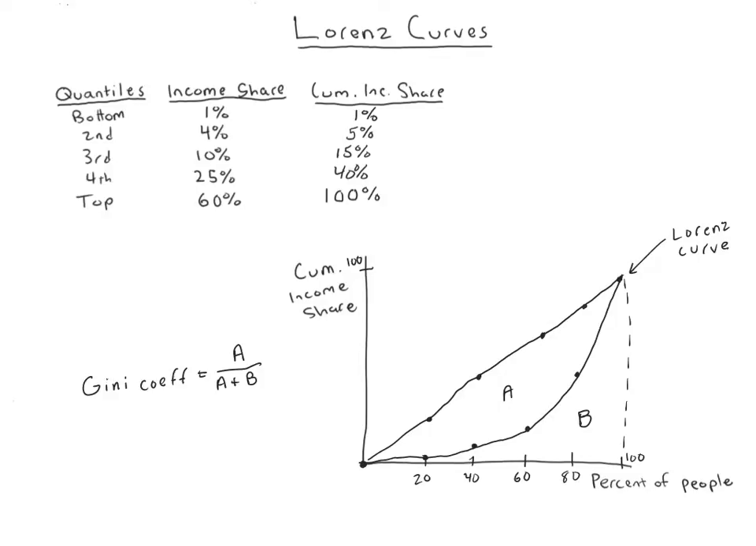If A doesn't exist because you're exactly on that diagonal, then your Gini coefficient would be 0, although obviously no actual society is perfectly equal like that. But theoretically, you could have a society like that and it would have a Gini coefficient of 0. So higher Gini coefficients, more inequality. The measure is always between 0 and 1, and it gives you a nice one-number summary.